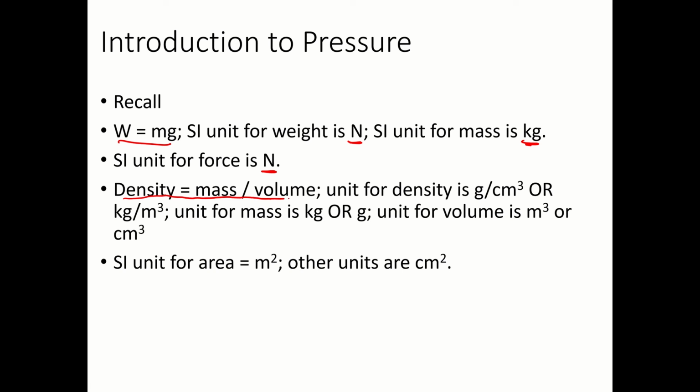Density equals mass over volume, and so the unit for density is gram per cm cube or kilogram per meter cube. The unit for mass is either kilogram or grams, and the unit for volume is meter cube or cm cube. Also note that the SI unit for area is meter square and other units are cm square. So you need to recall all this to proceed further.